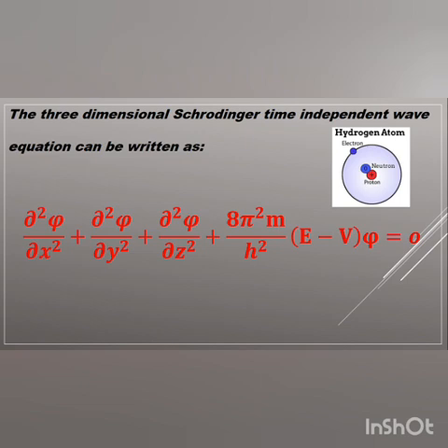Now, as you can see from the diagram, the hydrogen atom is a spherical system, whereas the equation that we have written is in Cartesian coordinates. Also, the electron orbiting around the nucleus has angular momentum, that is, it makes some angle with the nucleus. This angular momentum cannot be explained by Cartesian coordinates. So first we need to transform the Cartesian coordinates into spherical polar coordinates.